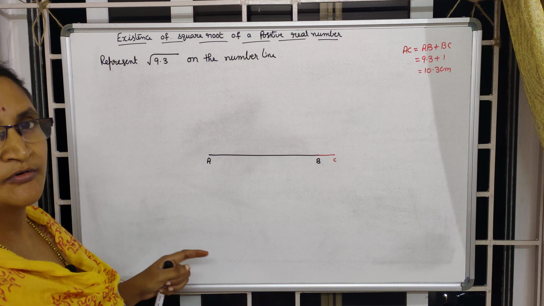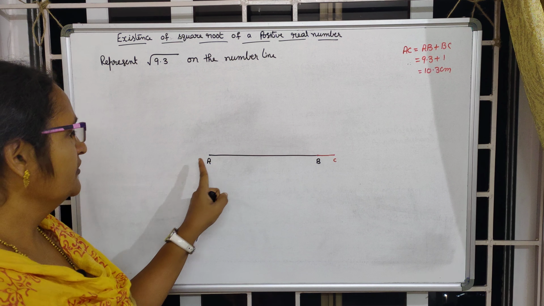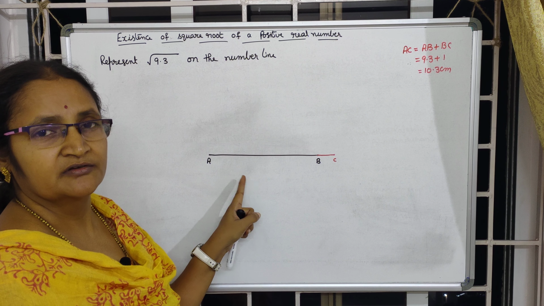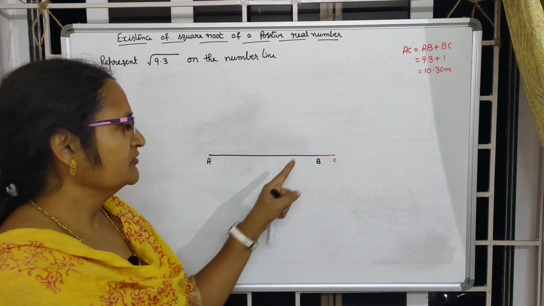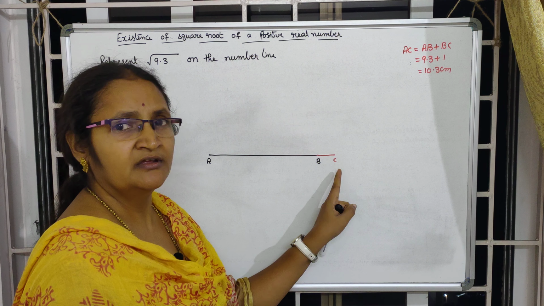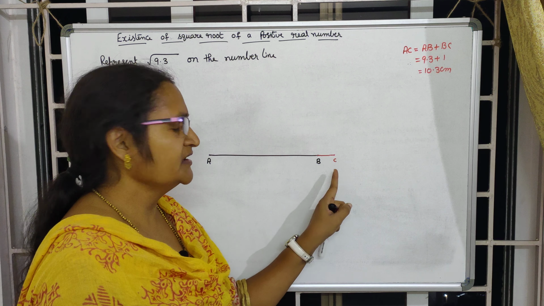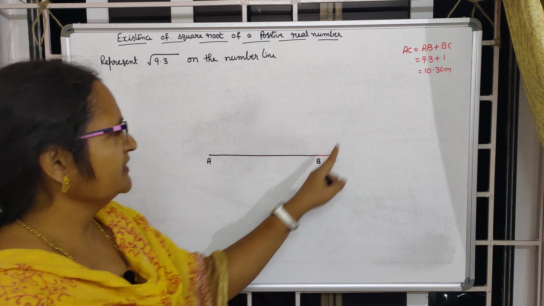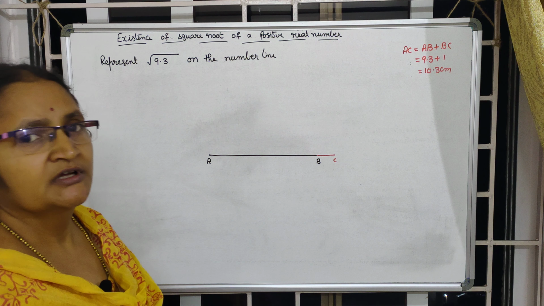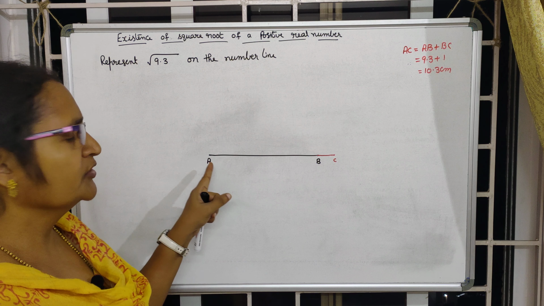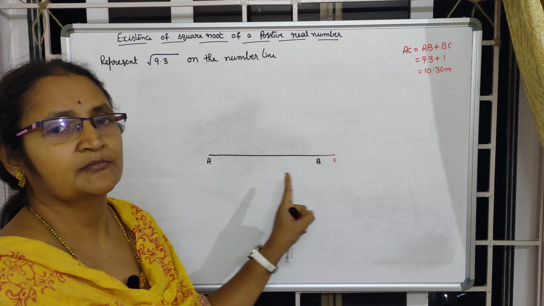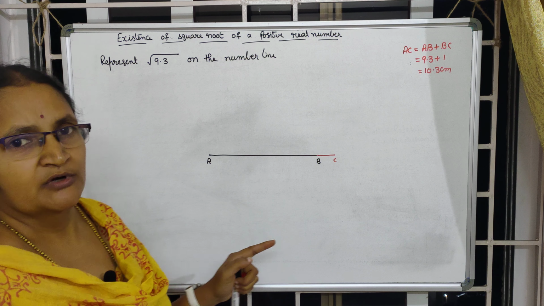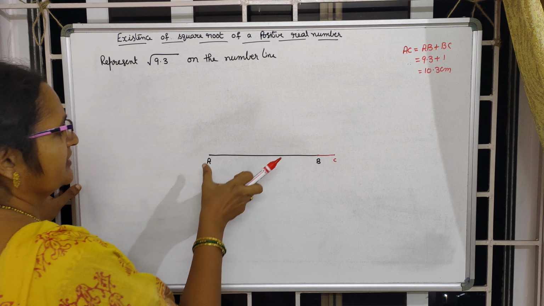In the first step we drew the line segment AB equal to 9.3 centimeters. In the second step we extended B to C in such a way that BC equals 1 centimeter. Now we have AC as 10.3 centimeters. Now we are going to bisect the line segment AC by drawing its perpendicular bisector. How do we draw the perpendicular bisector?